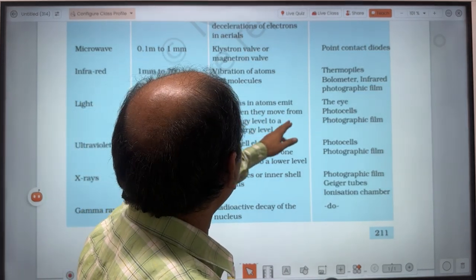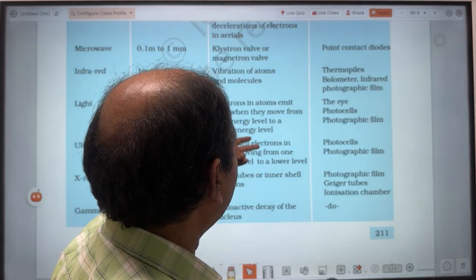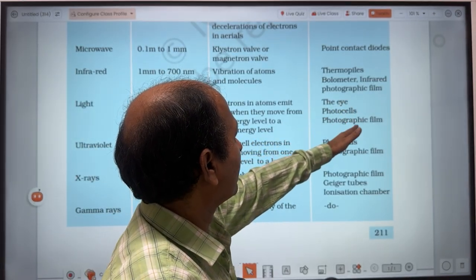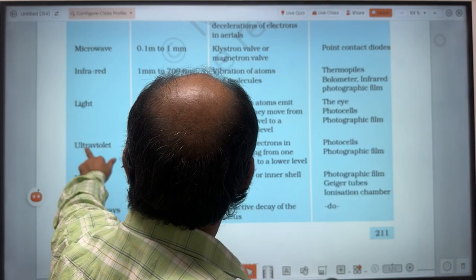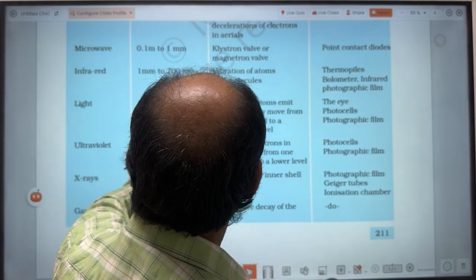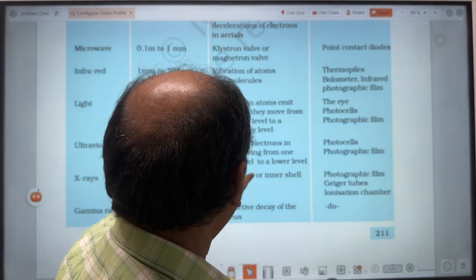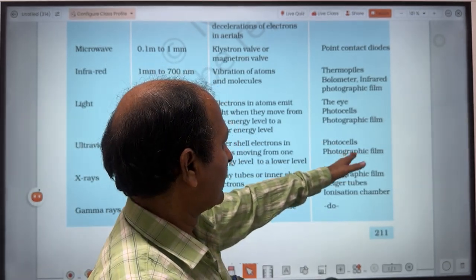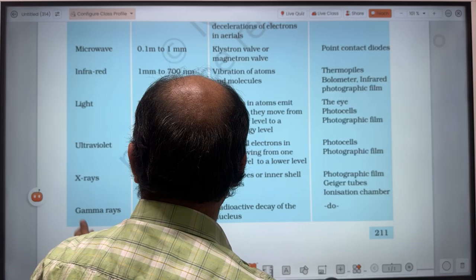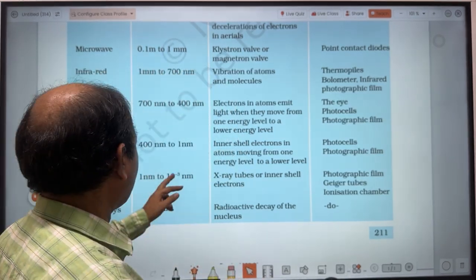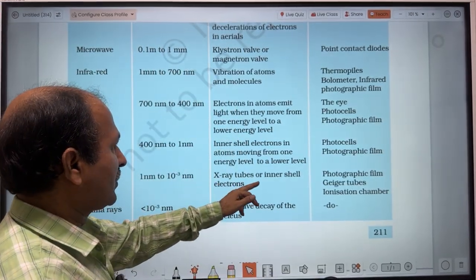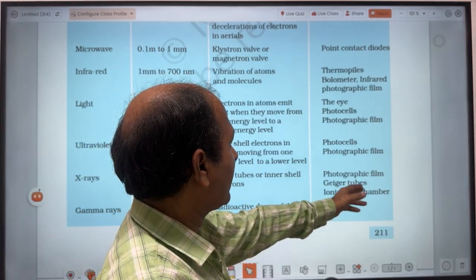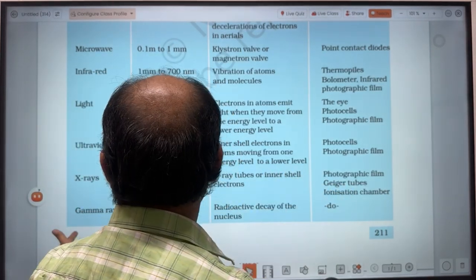Electrons in atoms emit light when they move from one energy level to a lower energy level, and detection can be done by the eye, photocells, and photographic film. Then come UV rays, 400 nanometer to 1 nanometer. Produced by inner shell electrons in atoms moving from one energy level to a lower energy level, and detection can be done by photocells and photographic film. Then come X-rays, 1 nanometer to 10 power minus 3 nanometer, produced by X-ray tubes or inner shell electrons, and detection by photographic film, Geiger tubes, and ionization chamber.